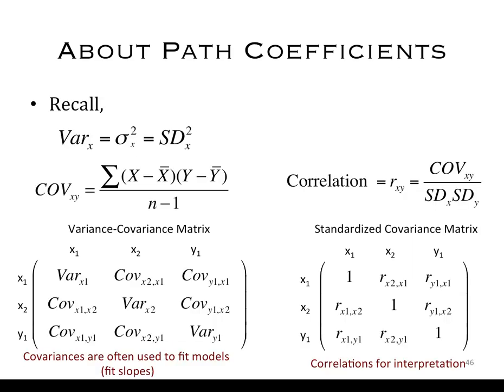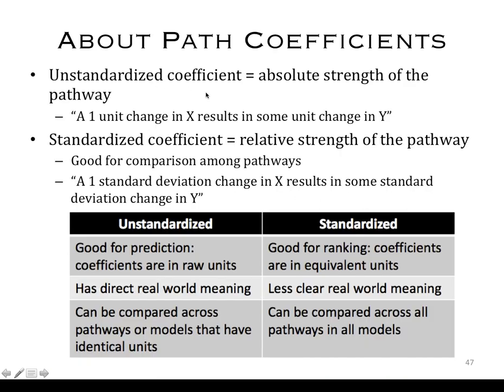Okay, so basically over here, we're using these to think about our unstandardized path coefficients, and then these have more to do with our standardized path coefficients. An unstandardized path coefficient gives us an idea of the absolute strength of the pathway, of the arrow that we're looking at. What those path coefficients mean is a 1 unit change in x is going to result in some unit change in y. So whatever that number on your arrow is, that's the unit change in y that's going to happen when you make a 1 unit change in x.